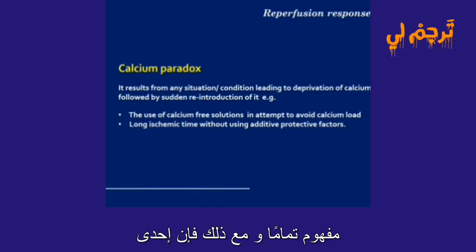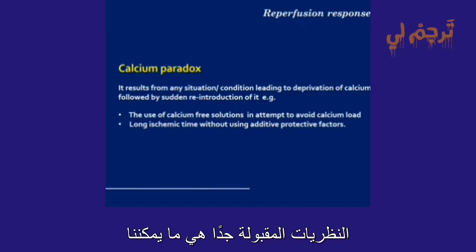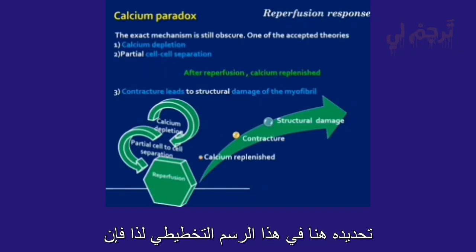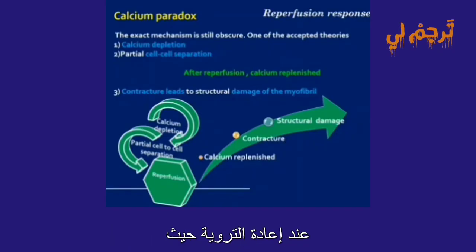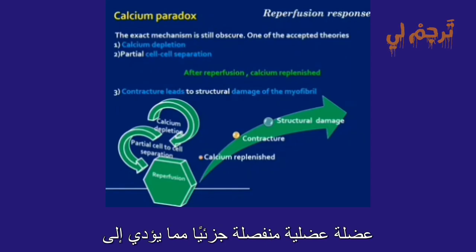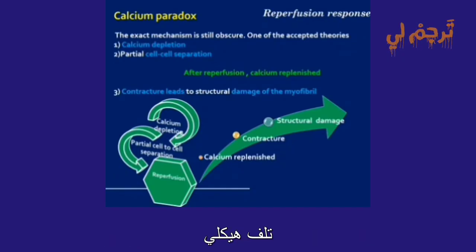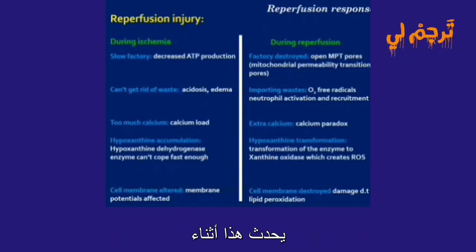However, one of the very accepted theories is what we can outline here in this diagram. Calcium depletion leads to partial cell-to-cell separation. Upon reperfusion, calcium replenishes and causes profound contraction on a basis of partially separated myocytes, which leads to structural damage. This, remember, happens during reperfusion.